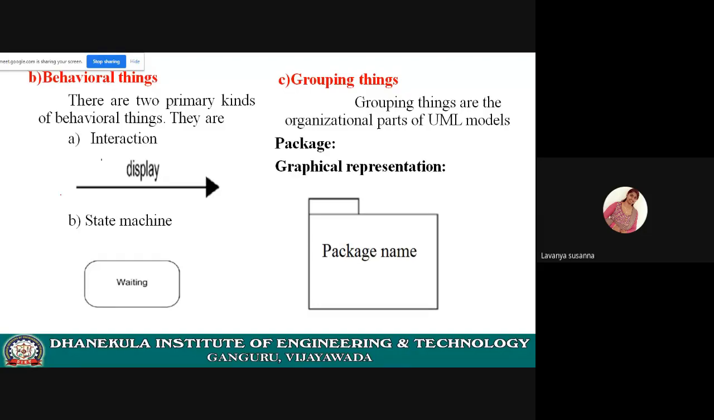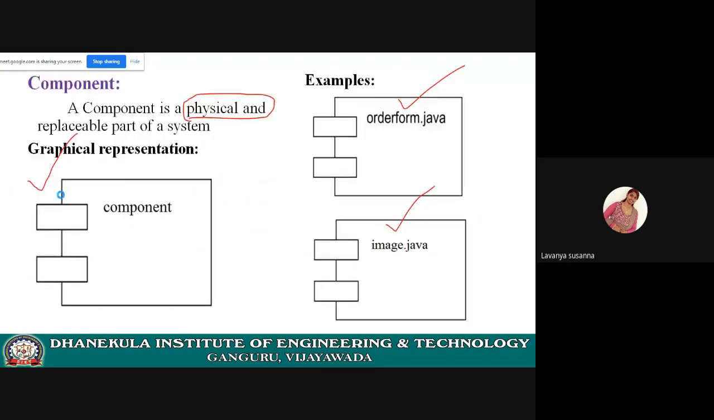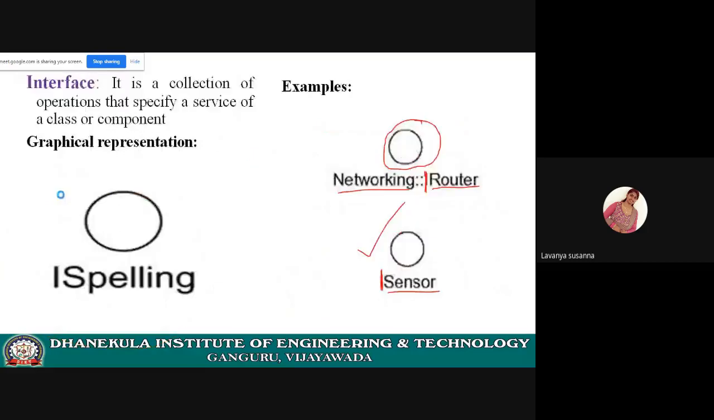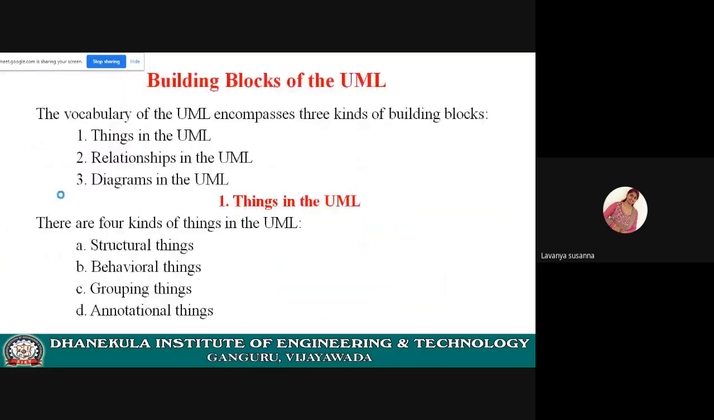Next, behavioral things. Up to now we have completed structural things. See once again, in things there are four kinds: structural, behavioral, grouping, and annotation. We have completed structural things. Things are the first basic element. These things are called first class citizens of UML. Remember, these things are called first class citizens of UML.